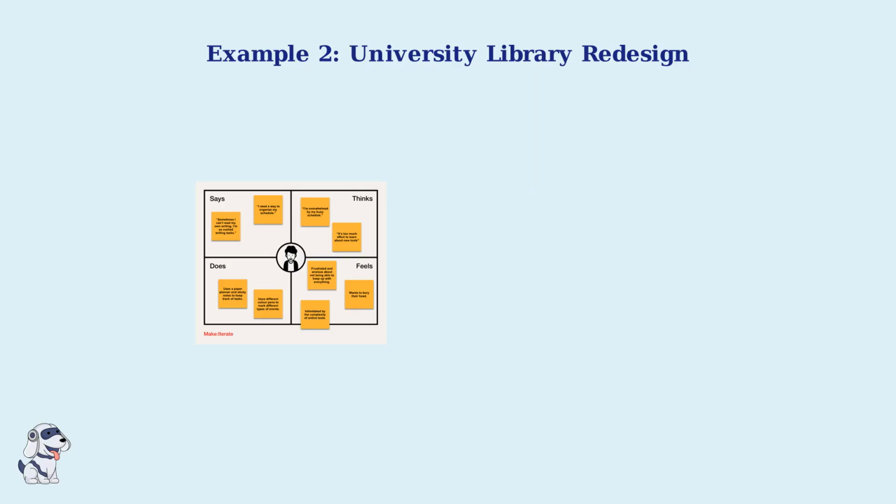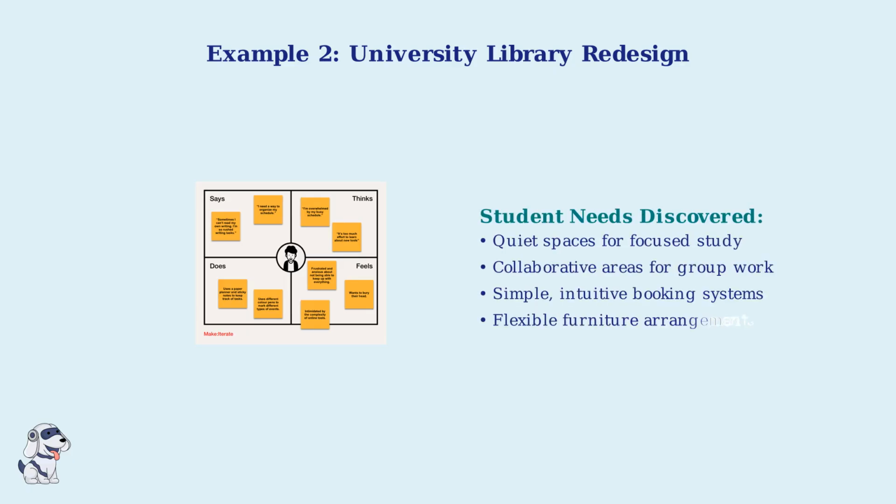A university library redesign project used empathy maps to understand how students actually used their space. The traditional assumption was that libraries were just for quiet study. The empathy map revealed that students felt overwhelmed by traditional planning methods and were intimidated by complex online tools. They needed both quiet, individual spaces and collaborative areas for group work.